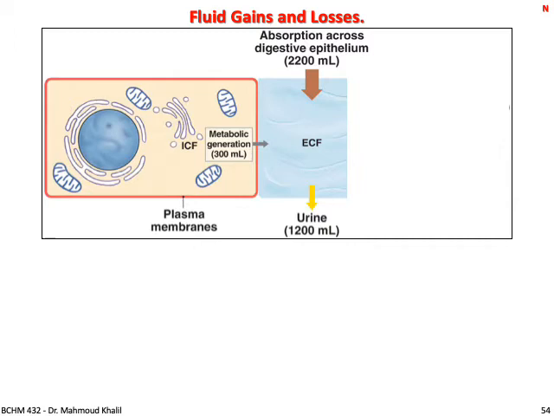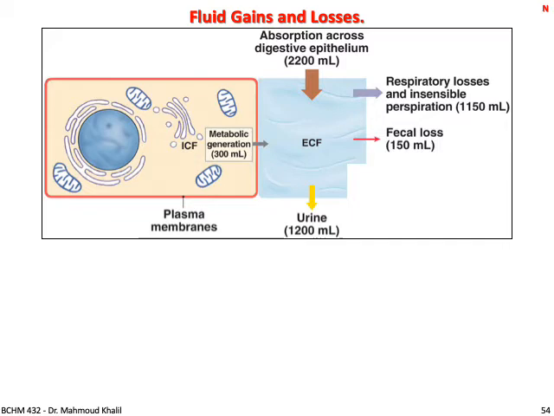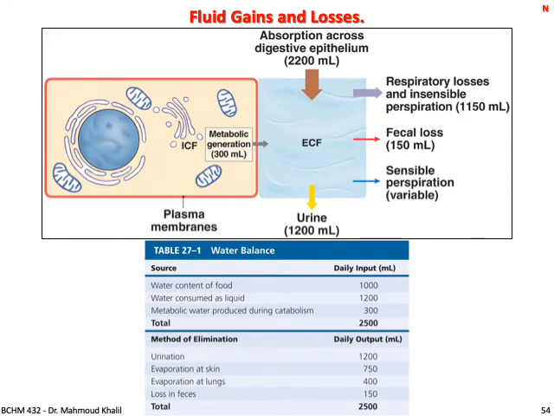1200 ml are lost from the contents of the ECF through urine, as well as 1150 ml through respiratory losses and insensible perspiration. Another 150 ml are lost through fecal loss. Variable amounts are lost through sensible perspiration. From this table you can see how water is balanced between the sources and the methods of elimination. So you can see the daily input is about 2500 ml, which is lost as a daily output.